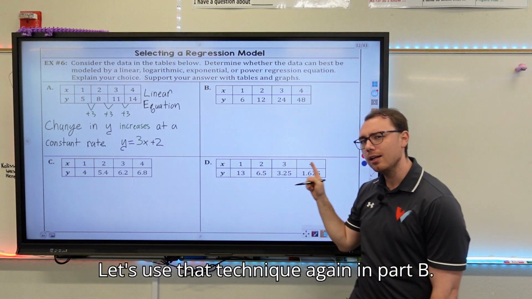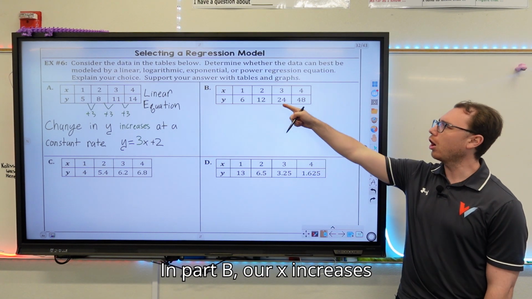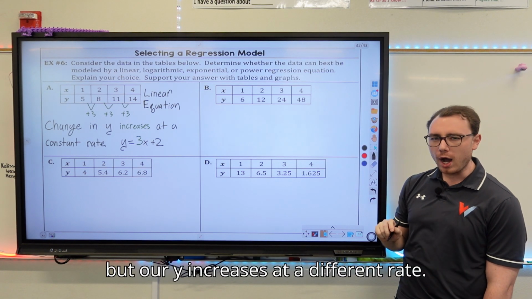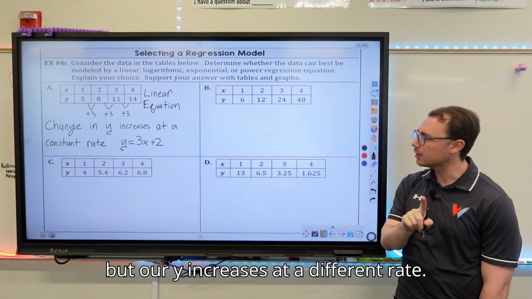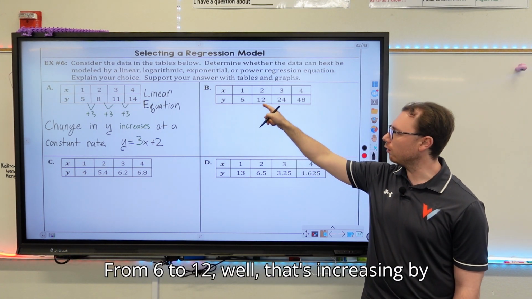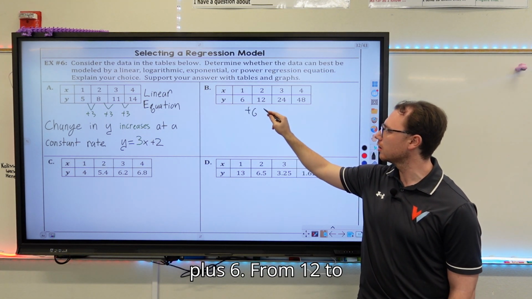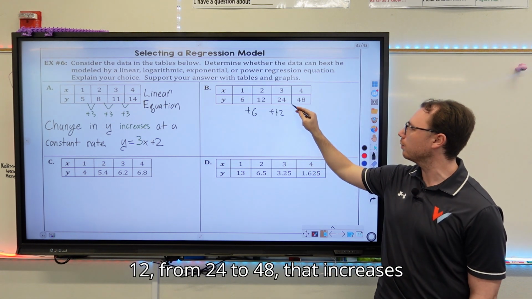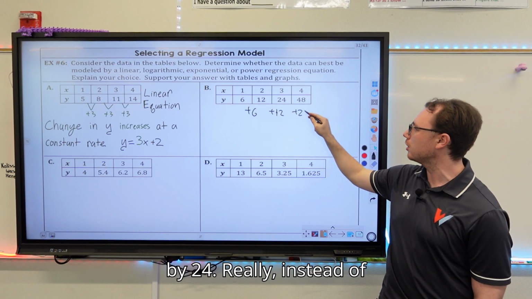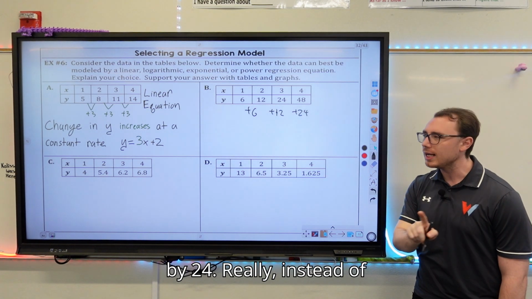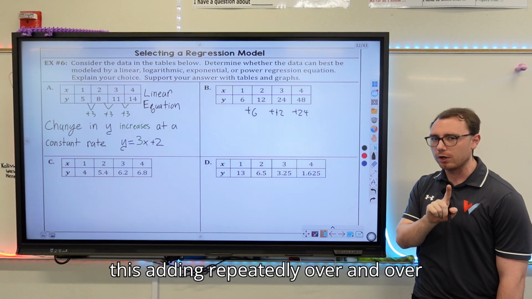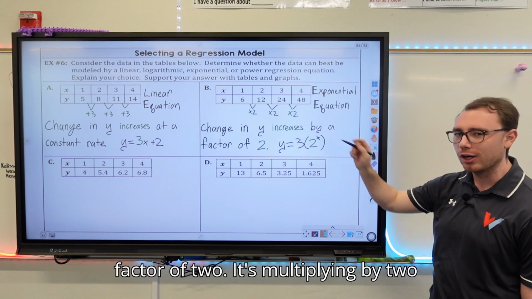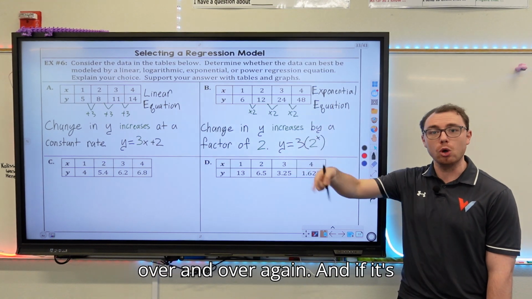Let's use that technique again in part B. In part B, our x increases equally over an equal length interval, but our y increases at a different rate. From 6 to 12, that's increasing by plus 6. From 12 to 24, that increases by plus 12. From 24 to 48, that increases by 24. Really, instead of adding repeatedly over and over again, it's actually increasing by a factor of 2. It's multiplying by 2 over and over again.